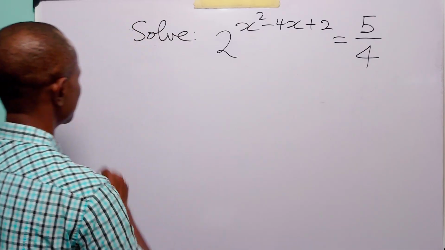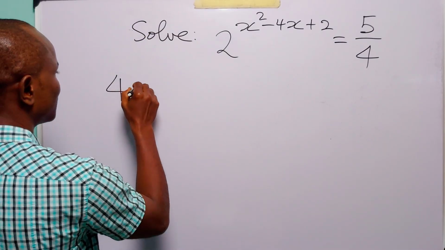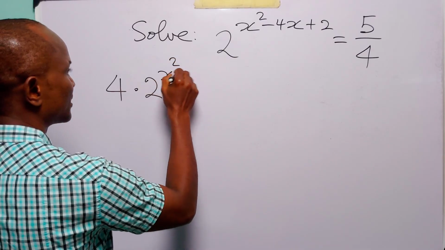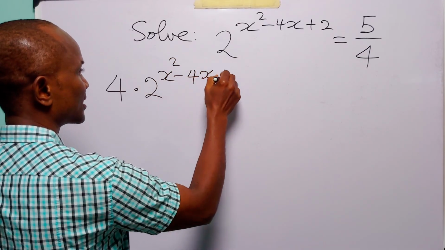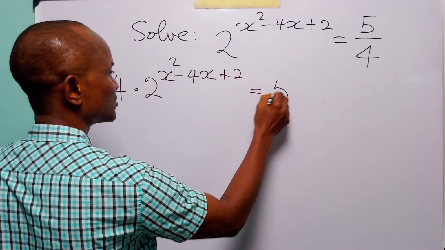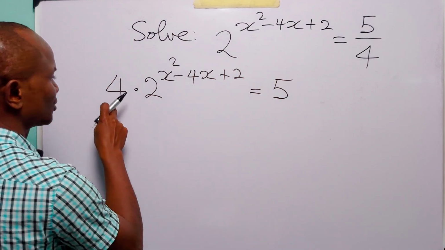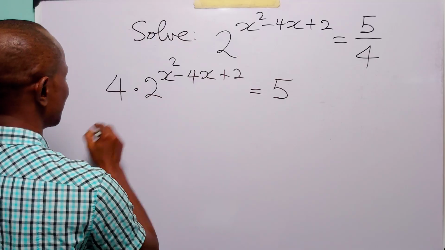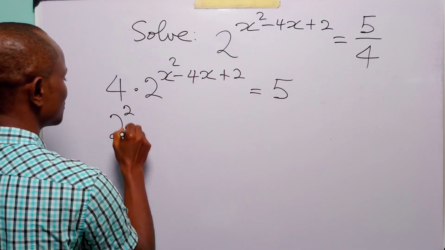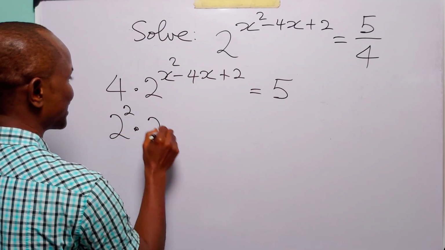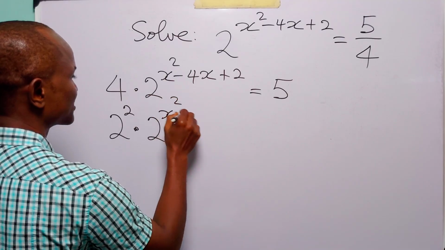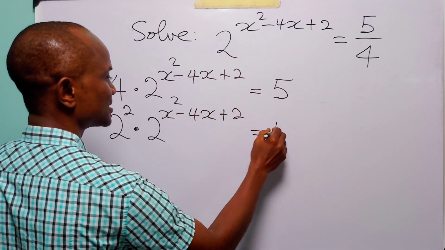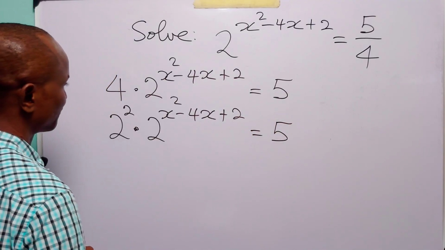When we do this, we have that 4 times 2 to the power x squared minus 4x plus 2 is equal to 5. But of course, you know that we can write 4 as 2 squared. So on the left hand side, we have 2 to the power 2 multiplied by 2 to the power x squared minus 4x plus 2. And this is still equal to 5.